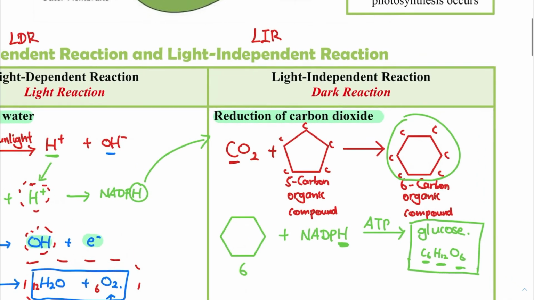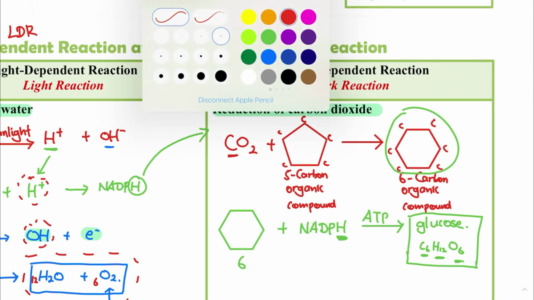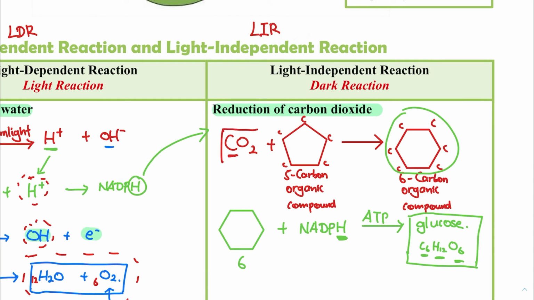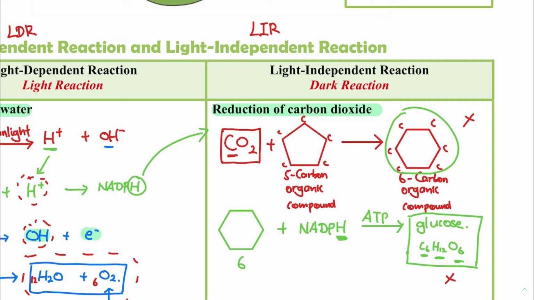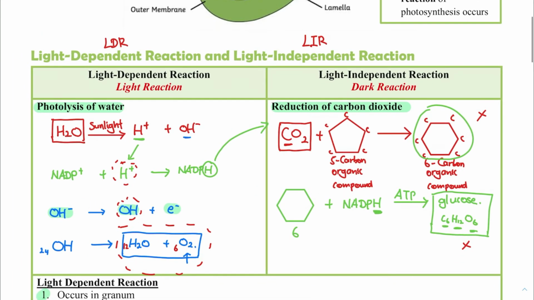So basically for LIR, the raw material is carbon dioxide. You need carbon dioxide in order for this process to occur, because no carbon dioxide means you don't have 6 carbon. No 6 carbon, even with the NADPH just now, you can't form the glucose. So if you combine all the materials that I just drew in boxes together, you actually will get the equation that we mentioned earlier before.